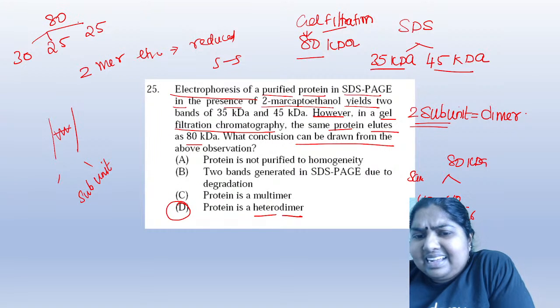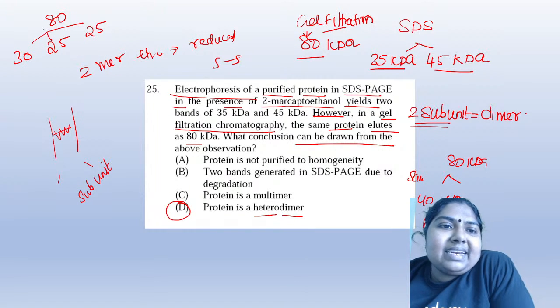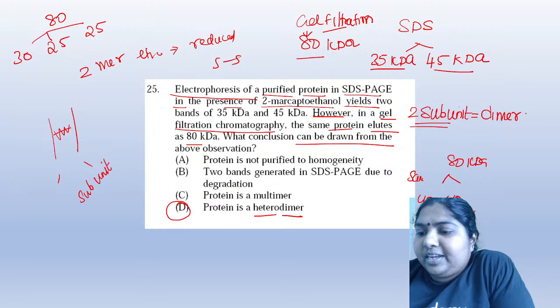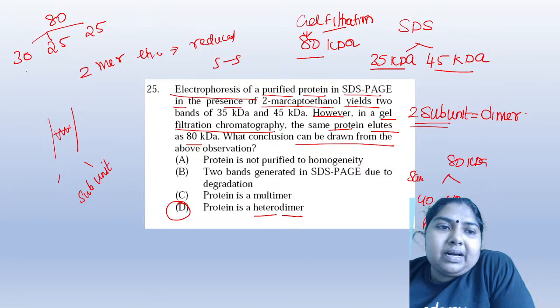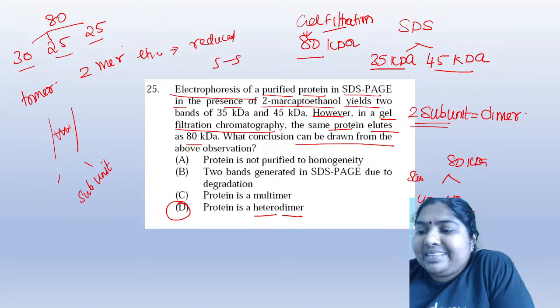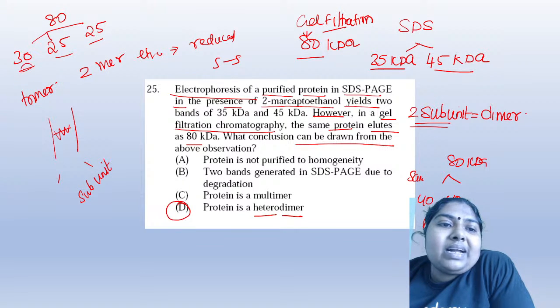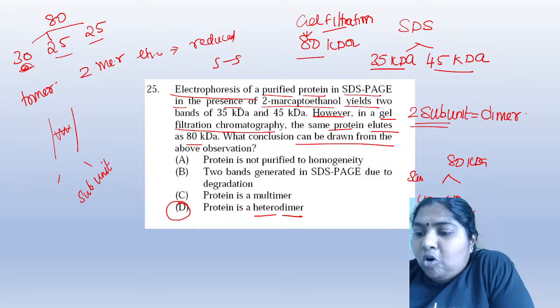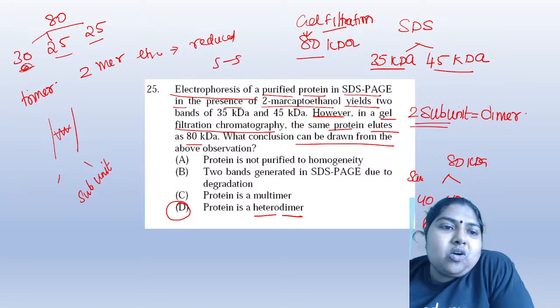Yes? I think 2 or 3, Prachi. So if I am getting like 30, 25, 25, absolutely 3 units are there. So it is a trimer. Okay. So out of this 3, this fellow is quite different. So you cannot call it a homo. So now you call it a heterotrimer.